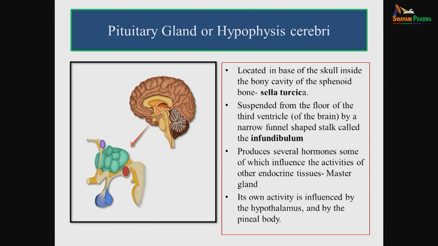Coming to the pituitary gland, which is also called hypophysis cerebri. This is suspended from the floor of the third ventricle by a narrow funnel shaped stalk called the infundibulum, and it is located in the bony cavity of the sphenoid bone called sella turcica. The pituitary gland produces several hormones, some of which influence the activities of other endocrine tissues. Hence, the pituitary gland is called the master gland amongst the endocrine glands. Its own activity, in fact, is influenced by the hypothalamus and by the pineal gland.